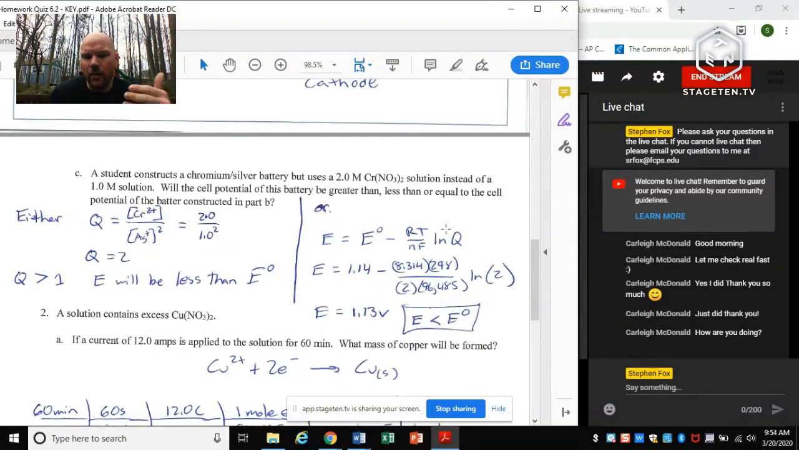We don't even have to write it down. We can just say Nernst equation, and then say because Q is greater than 1, the potential is going to be less than the standard cell potential, okay? But anyway, here's the Nernst equation. If you want to use it, you have to memorize it because you don't get it on your formula sheet, okay?